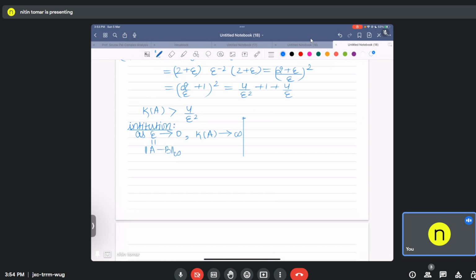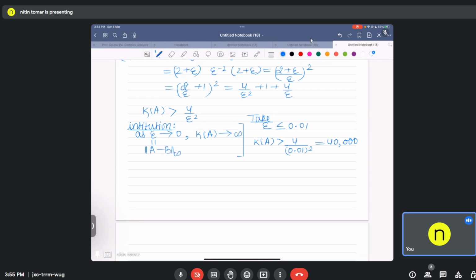To see what is happening, you take epsilon to be some very small number, less than 0.01. This is a very small number, am I correct? Now what will be kappa A? Kappa A will be greater than 4 upon 0.01 square, which will be 40,000. So even with this small change, you see the condition number is very large. Can you see this?